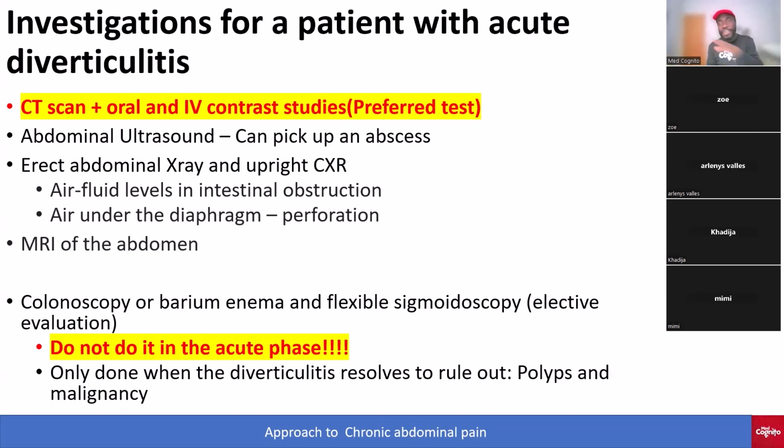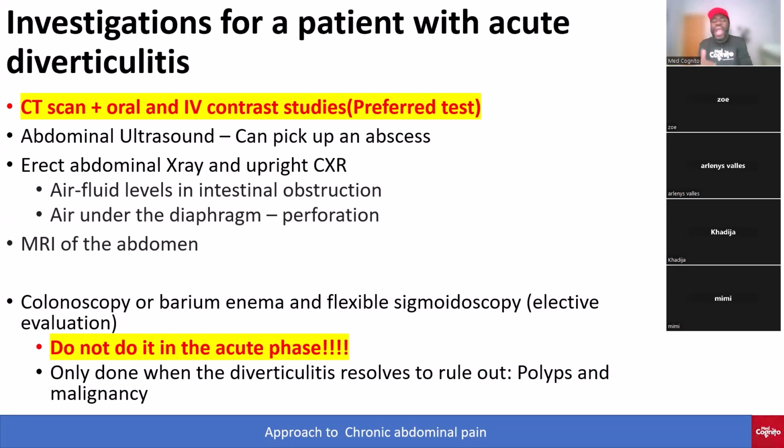And you can easily convert a simple diverticulitis to something very complex. Number two, doing colonoscopy in the acute stage of diverticulitis can precipitate it again, assuming the diverticulitis is healing. That is why you want to make sure you don't do colonoscopy in diverticulitis.